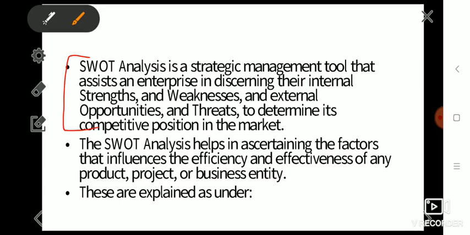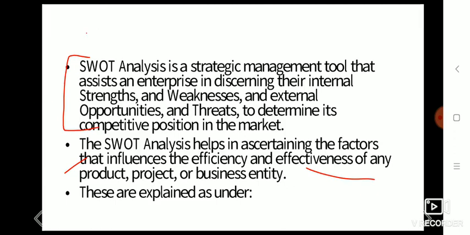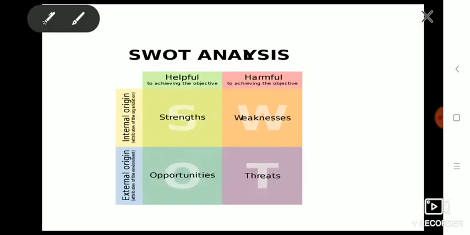Now, the SWOT analysis helps in ascertaining the factors that influence the efficiency and effectiveness of any product, project, or business entity. So by conducting the SWOT analysis, it also helps in understanding the efficiency and effectiveness of any product, project, or business entity. This is explained as under. I will show it in the next slide.